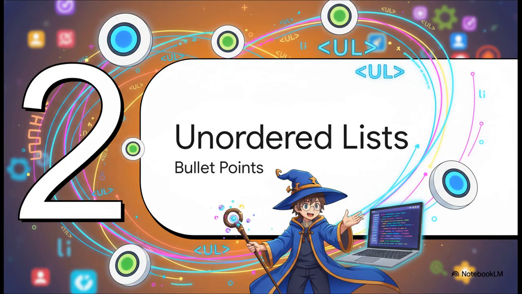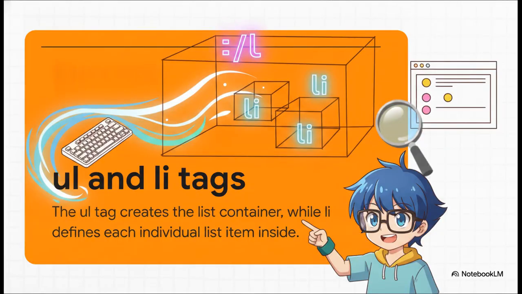Moving right along to section 2, unordered lists or bullet points. This is going to be your go-to tool when the sequence of your items really doesn't matter. The setup here is super simple and relies on just 2 tags. First is the UL tag, which literally stands for unordered list. Think of it as the big wrapper or container for your whole list. Then, inside that container, you wrap every single individual item in its own LI tag, which stands for list item.